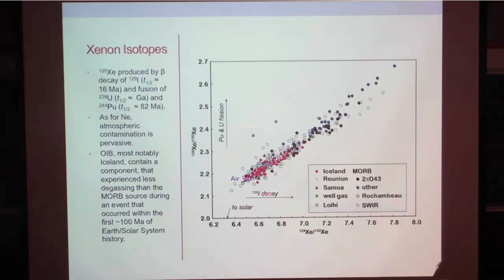Xenon-129 is produced by iodine decay. And although this plot doesn't do a good job of separating out the plutonium and uranium component, they can be separated out, and you can demonstrate a component of plutonium fission xenon. And the catch is the plutonium has a half-life of only 82 million years. So that variation must have happened within a few 100 million years of Earth's history.